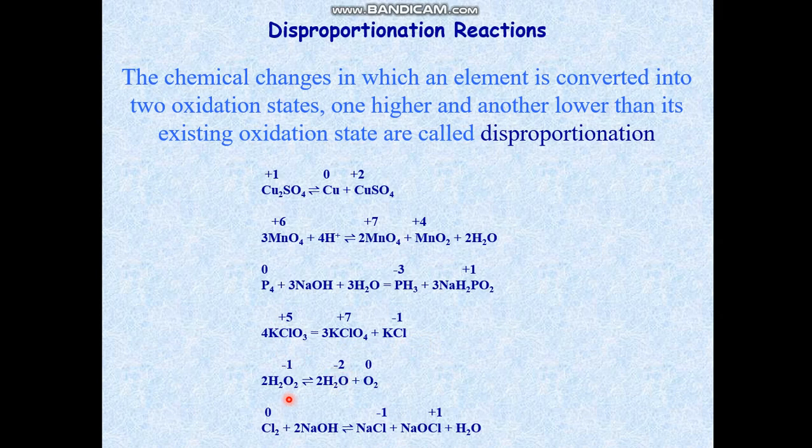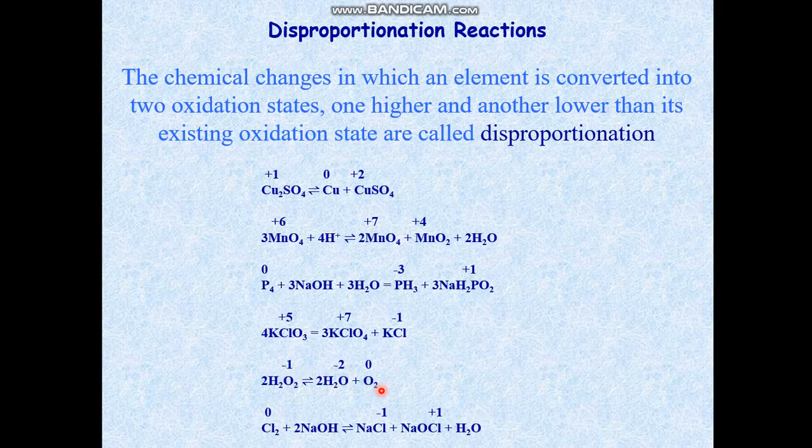In the next example, we have decomposition of hydrogen peroxide. In hydrogen peroxide, the oxidation number of oxygen is -1. It forms water and oxygen. Within water, the oxidation number of oxygen decreases by 1, from -1 to -2. On the other hand, the second species is the oxygen molecule, where the oxidation number of O is 0. That means the oxidation number of O is increasing from -1 to 0.